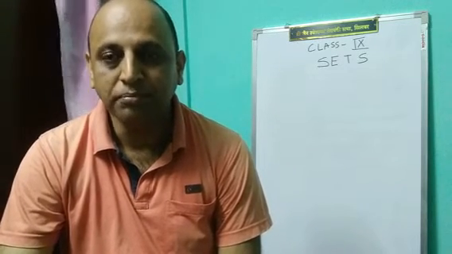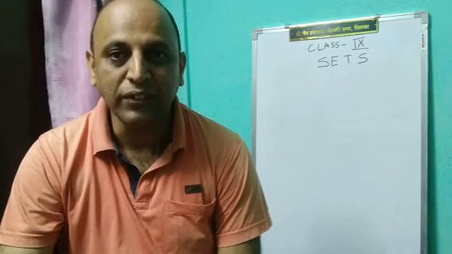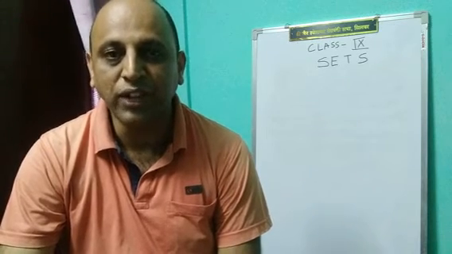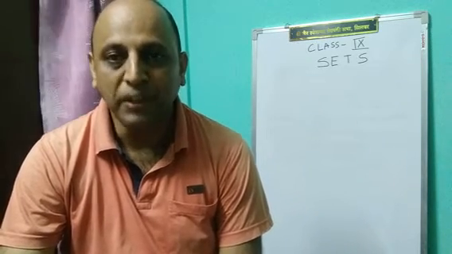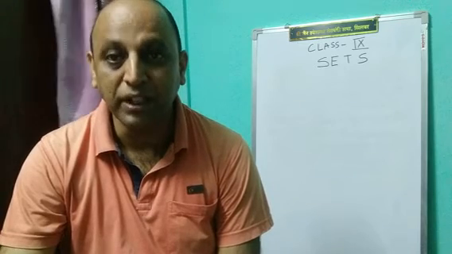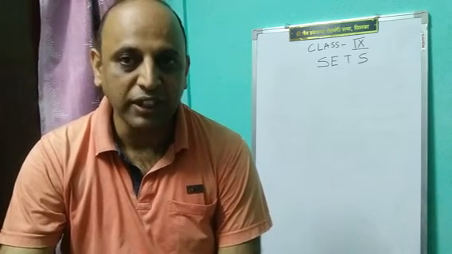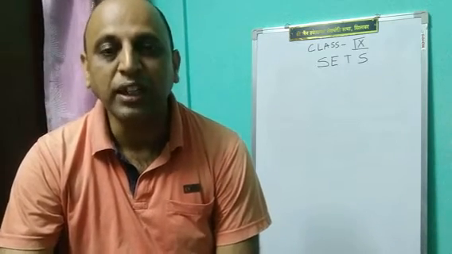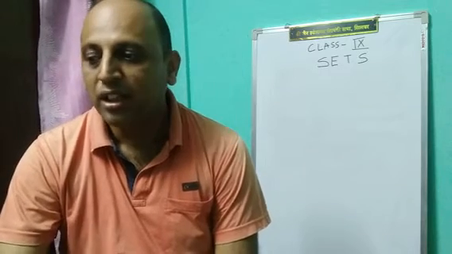We can count them. Days of the week, there are 7 days: Monday, Tuesday, Wednesday, Thursday, Friday, Saturday and Sunday. Months: January, February, April, December. There are 12 months in a year. Planets in the solar system, there are 9. We can classify them as sets.